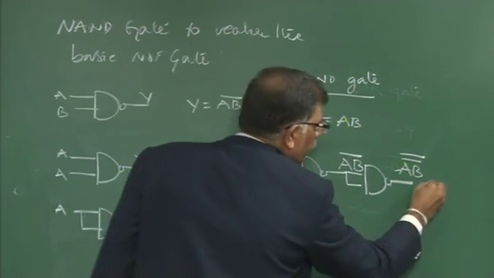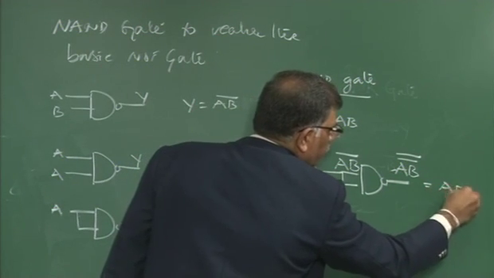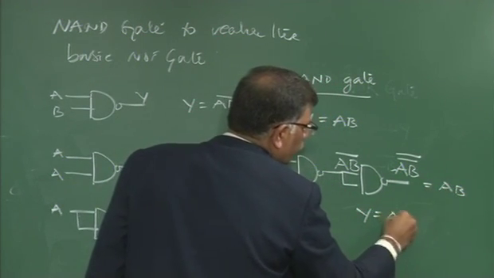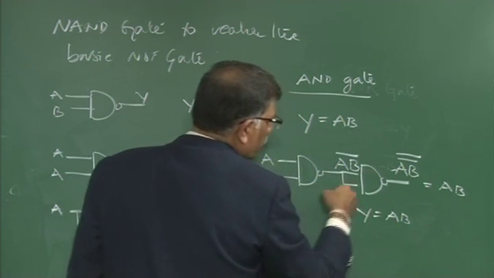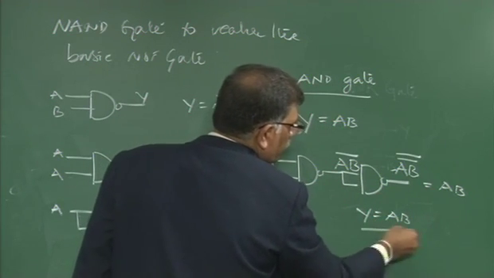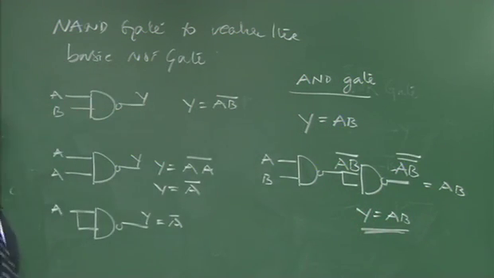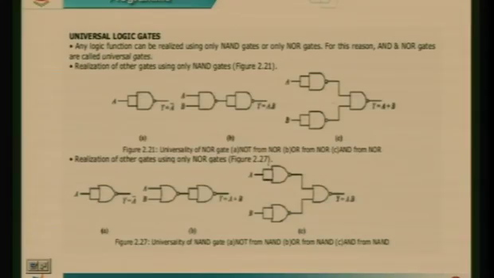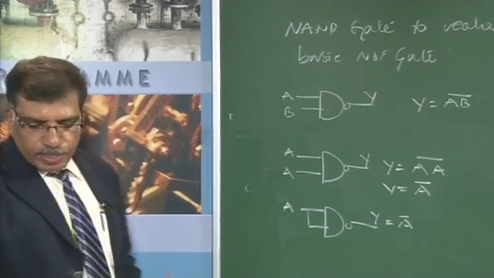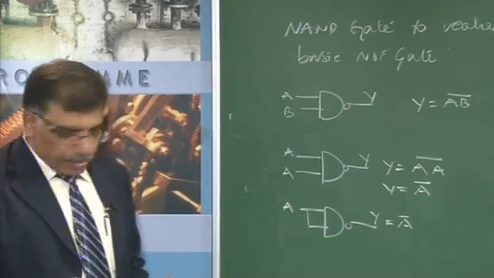What is the resultant one that I will be getting here? It is AB. Now the combination of 2 NAND gates connected like this will give you an AND function. So like that we can design the basic AND gate by using only the NAND gate.